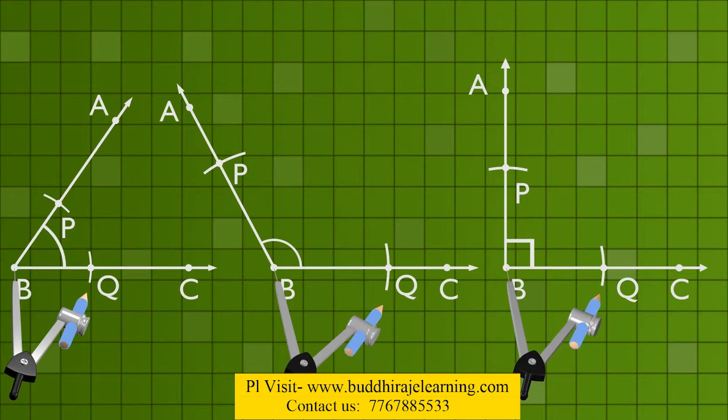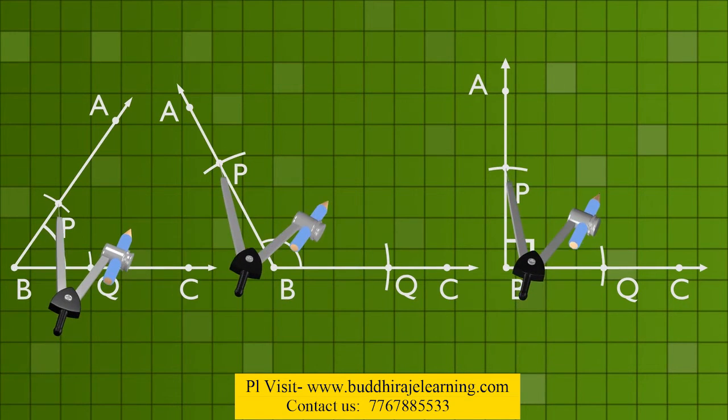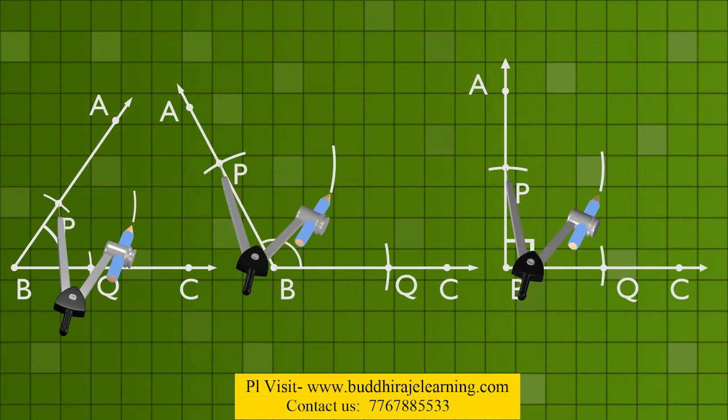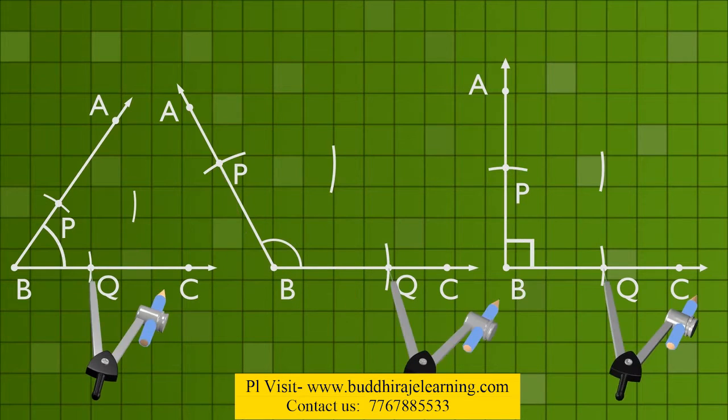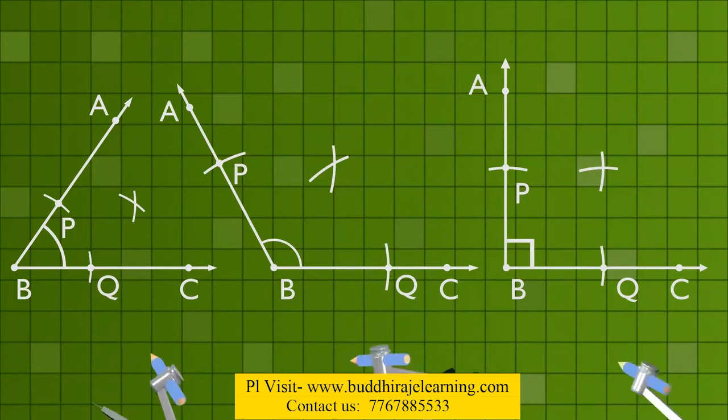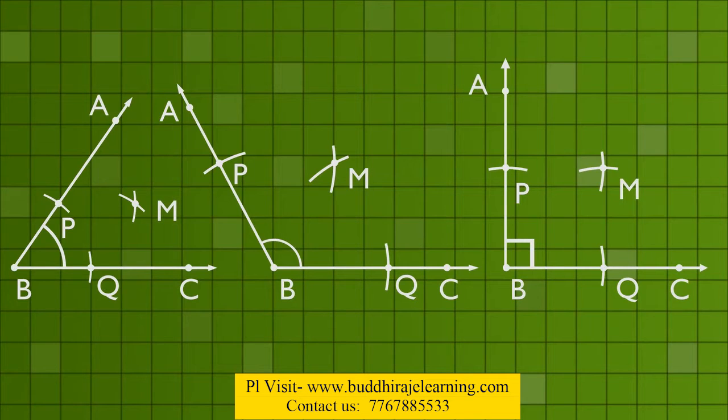Now place the compass needle on the point P and without changing the stretch in the compass, draw an arc in the interior of the angle. Now place the compass needle on the point Q and without making any change in the compass, draw an arc in the interior of the angle intersecting the previous arc. Let us name this point of intersection M.